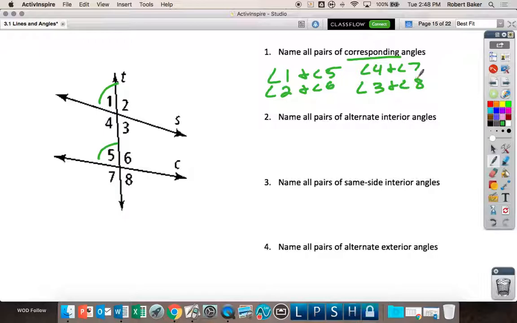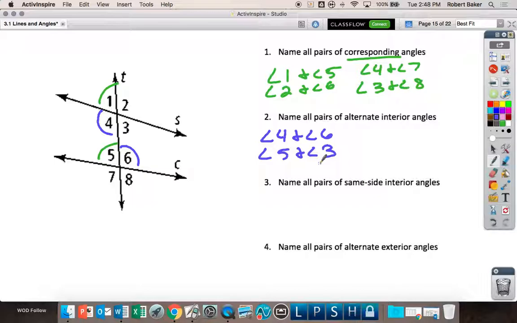Now it says name all the pairs of alternate interior angles. Angle 4 and angle 6. Nailed it. The other one would be angle 5 and angle 3.